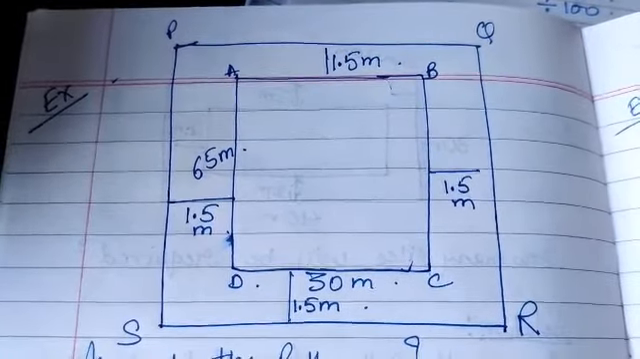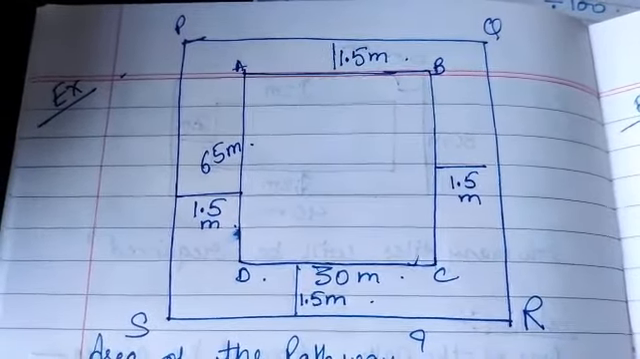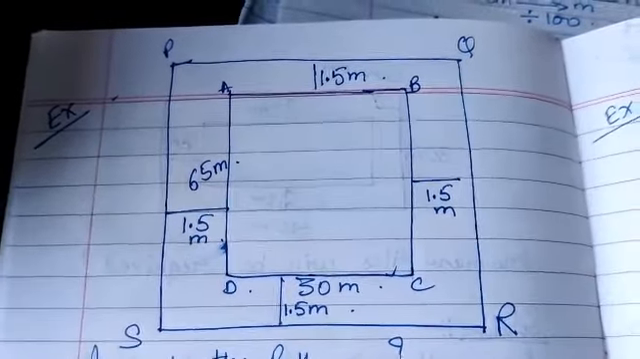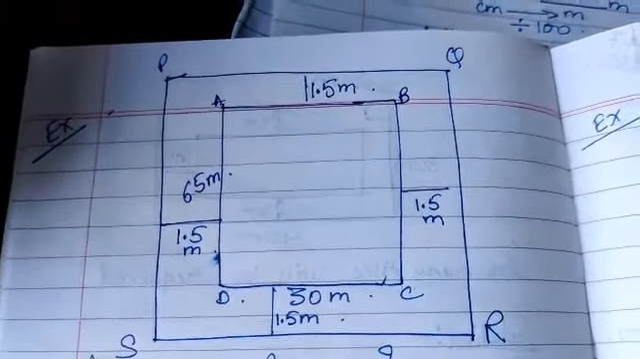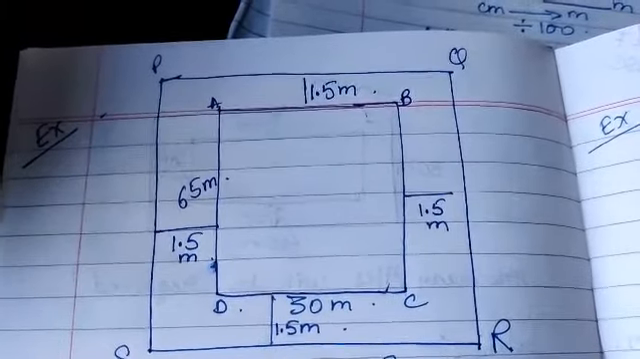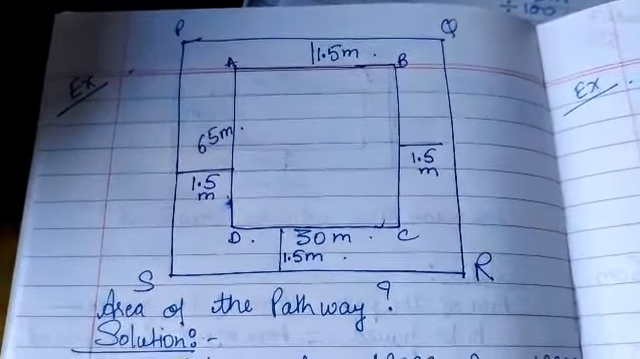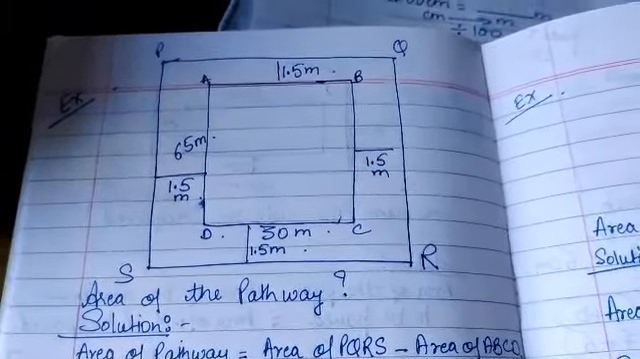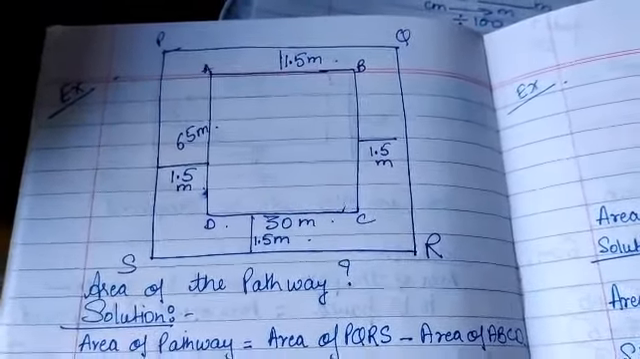A pathway of 1.5 meter width goes all around the ground. Find the area of the pathway. Alright, that's our question. So the area of the pathway is, now we've transferred this into a figure.